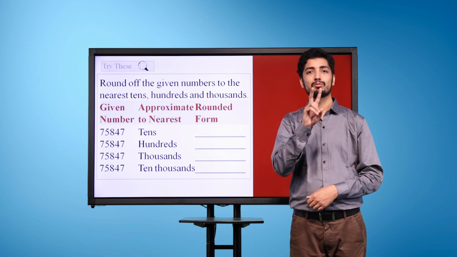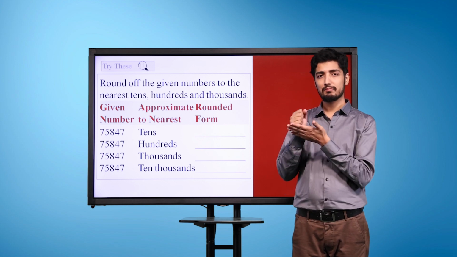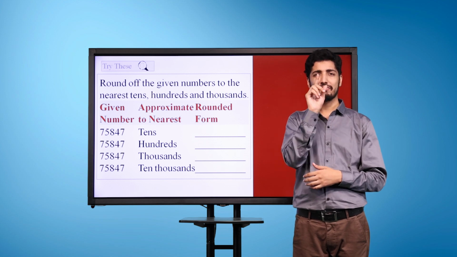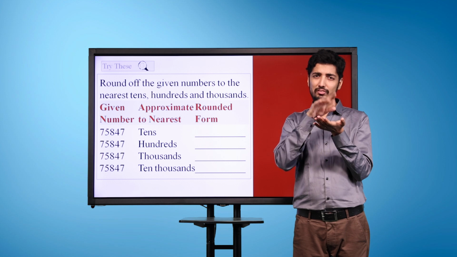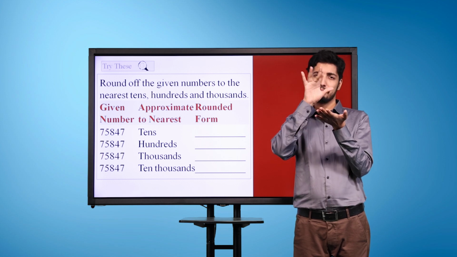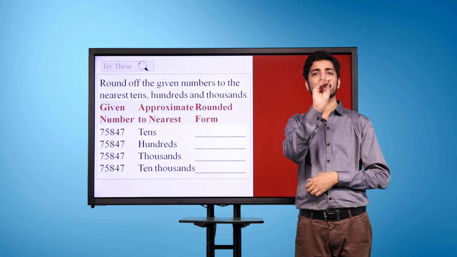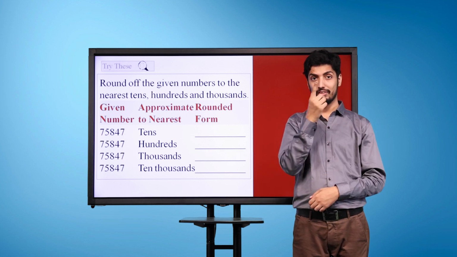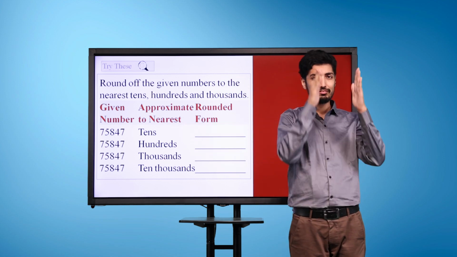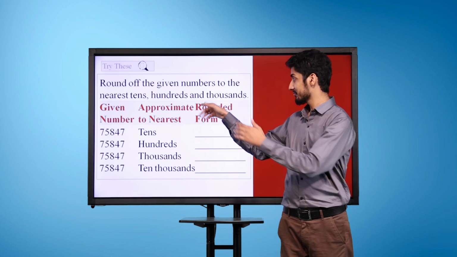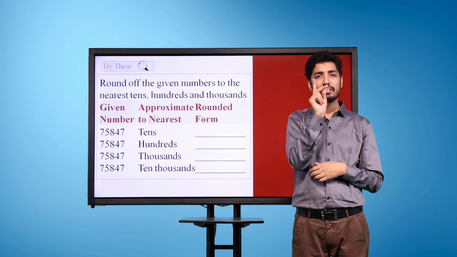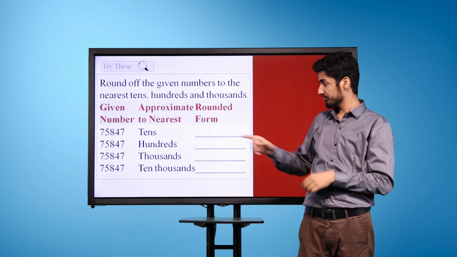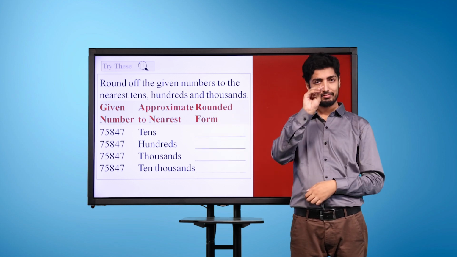Page 20. Try these. Round off the given numbers to the nearest tens, hundreds, and thousands. We have 3 columns. Column 1 heading is Given Number. Column 2 heading is Approximate to Nearest. Column 3 heading is Rounded Form.